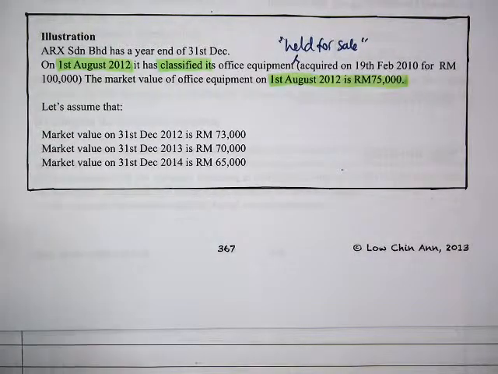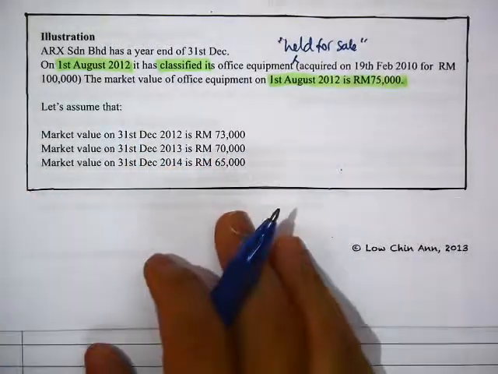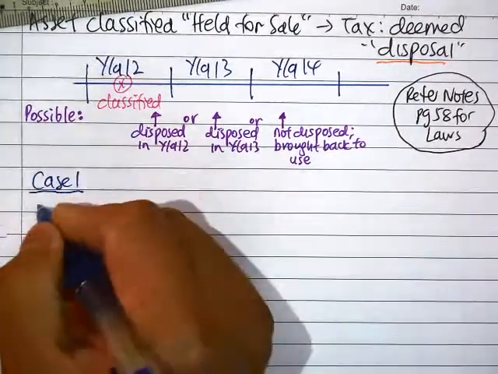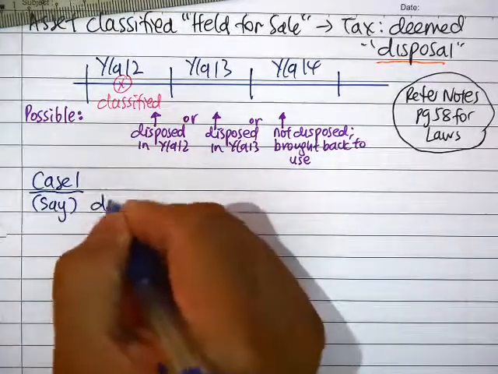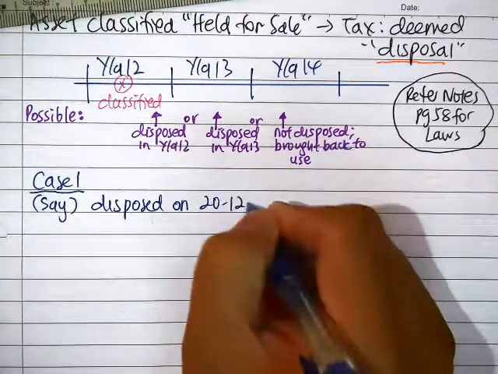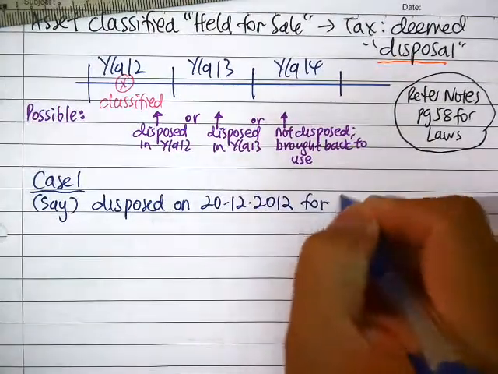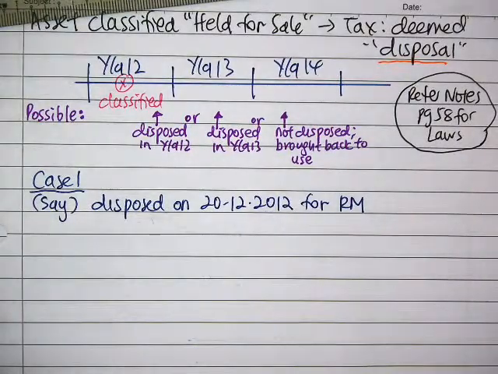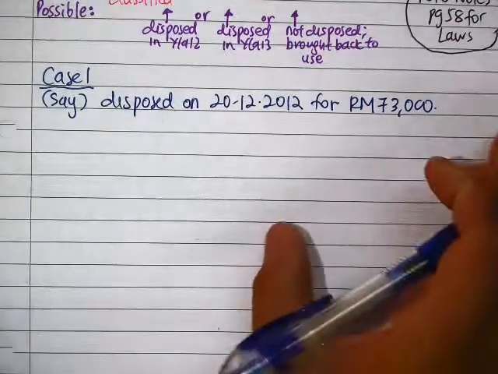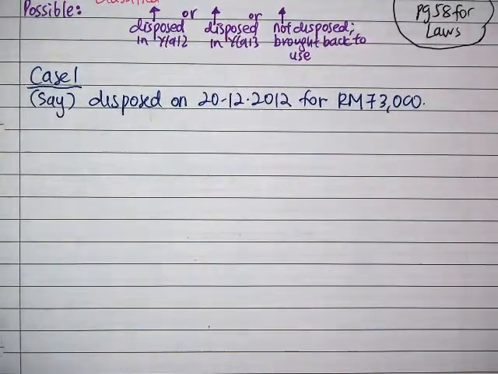Now I give you a few market values right now. So I'm going to take a few cases. So let's say case number one. Let's say that it's disposed on 20th of December 2012 for instance 73,000. Okay, let's say you dispose it on the 20th of December 2012 for 73,000. Okay, so how do you work out the BABC then?